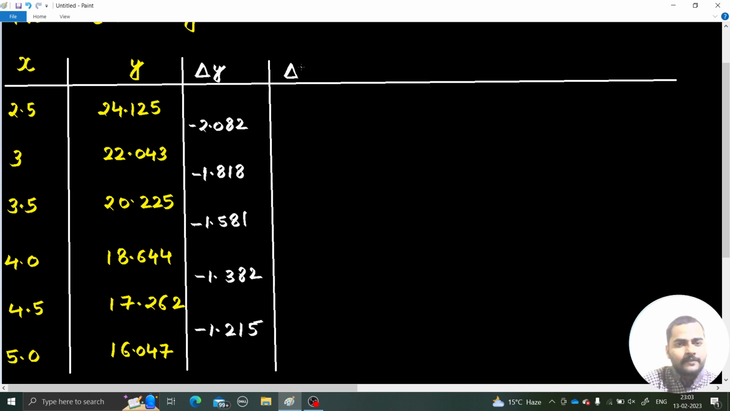So the second difference, this will be minus 1.818 plus 2.082, minus 1.581 plus 1.818, minus 1.382 plus 1.581, minus 1.215 plus 1.382.